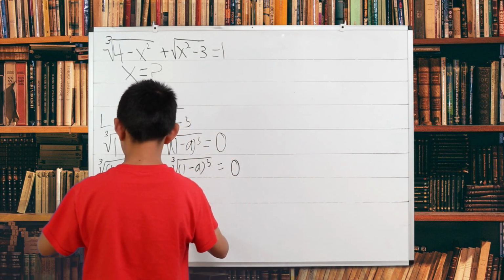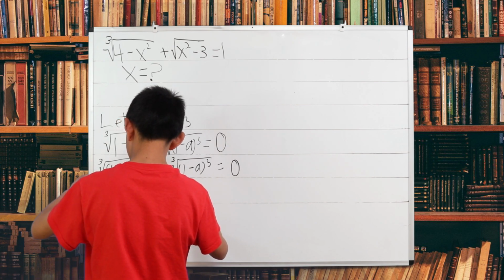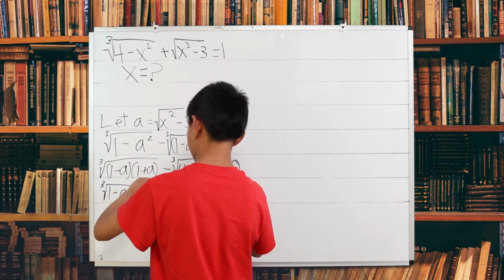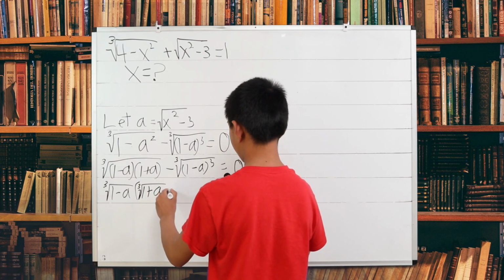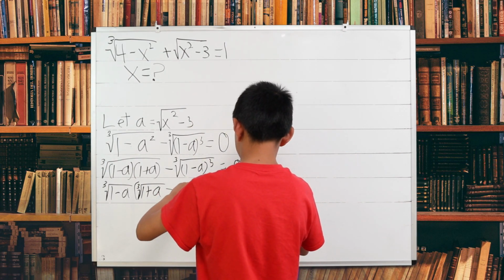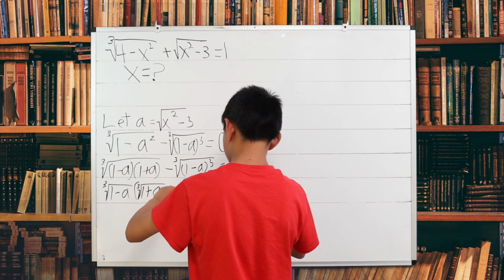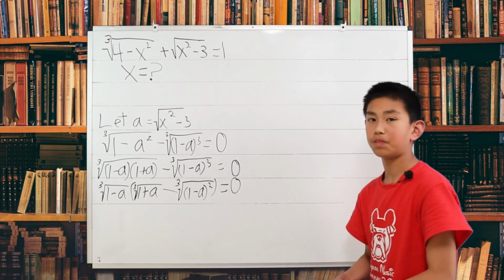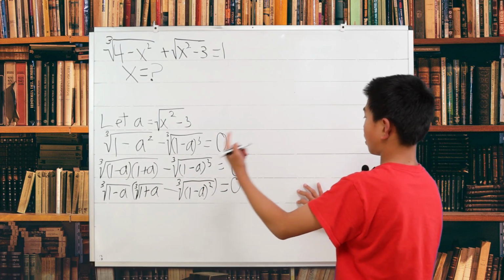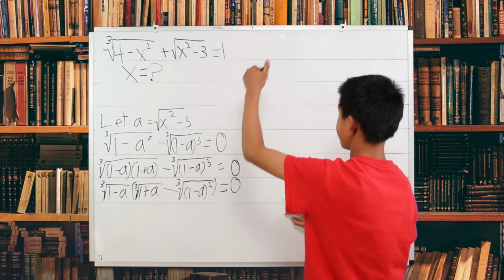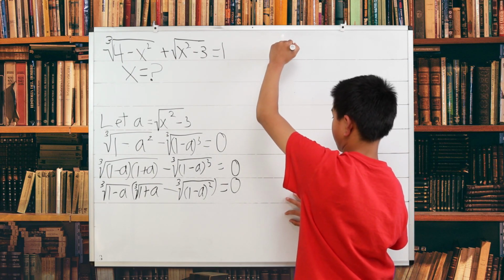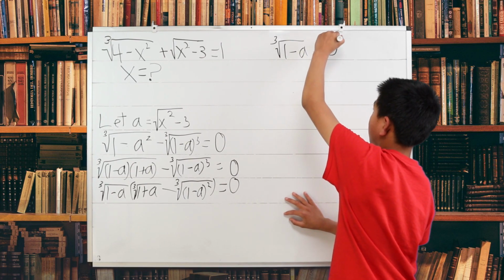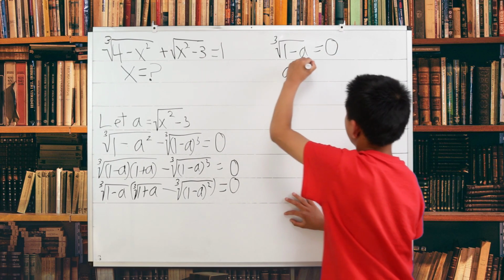So it's going to be the cube root of 1 minus a, times the cube root of 1 plus a, minus the cube root of 1 minus a squared, is 0. Now we actually have found out a. So our first scenario is where the cube root of 1 minus a is 0. So a is going to be 1 in this scenario.